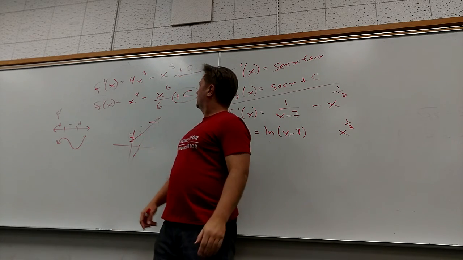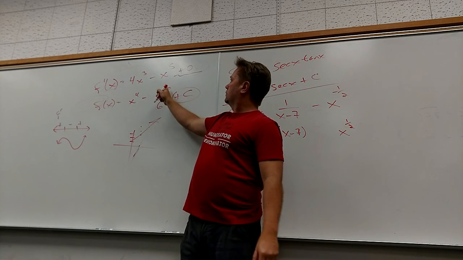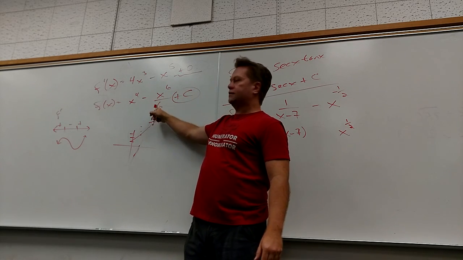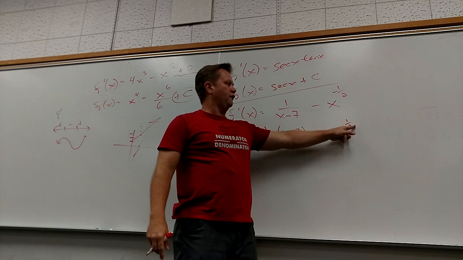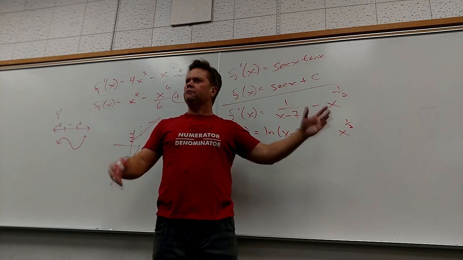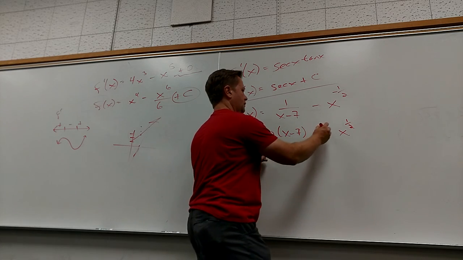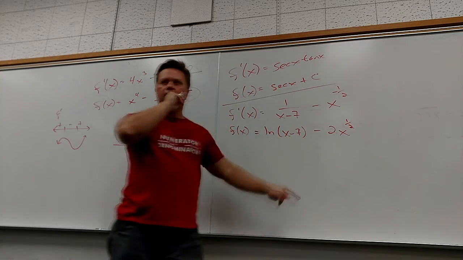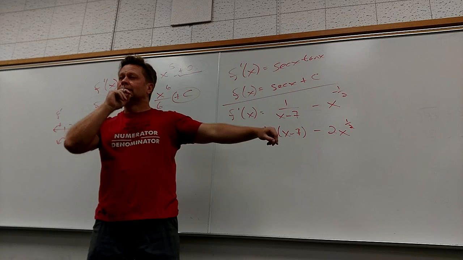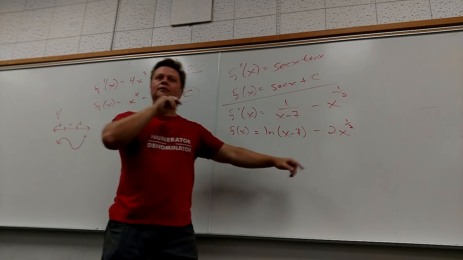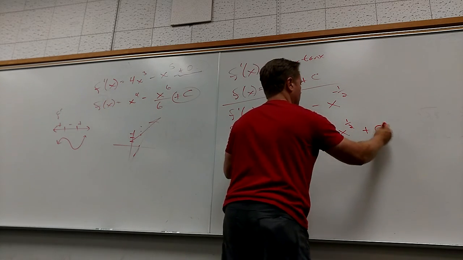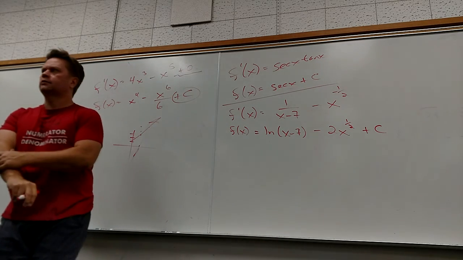We did that problem here. What do we do? That's a 6. I put a 1 over 6. That's a 1/2. I need a 1 over 1/2. There seems to be like a rule there. And of course, what's missing? Plus c. Like that.